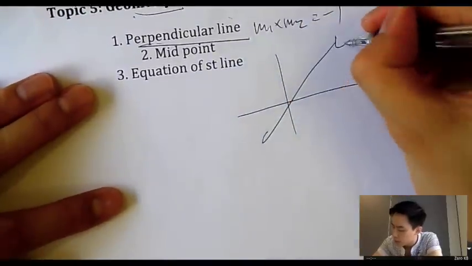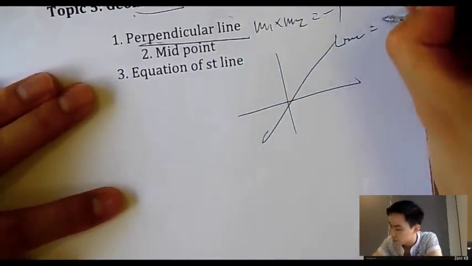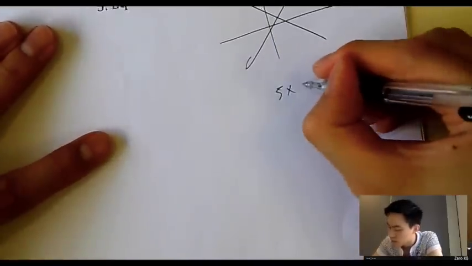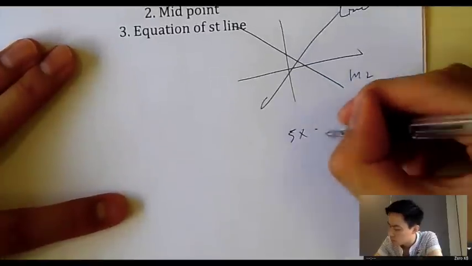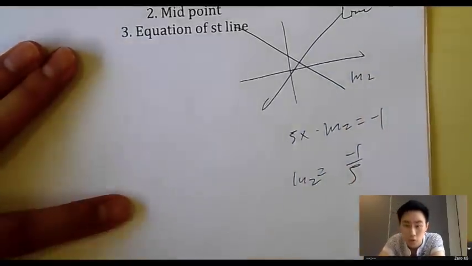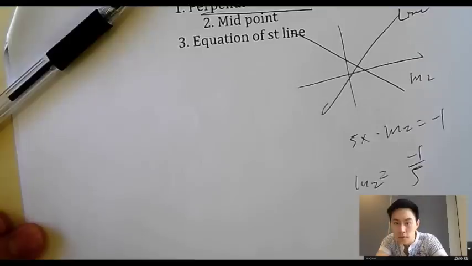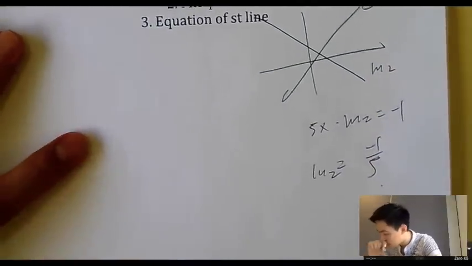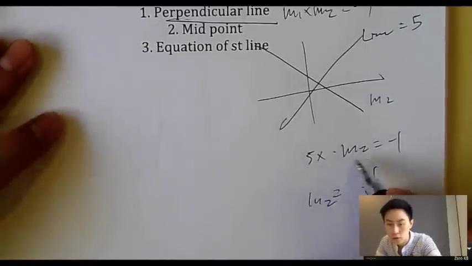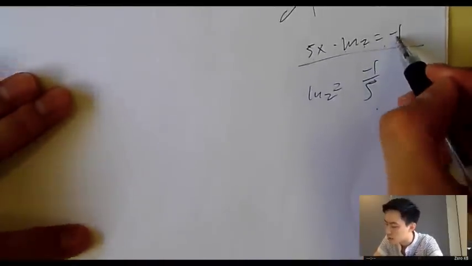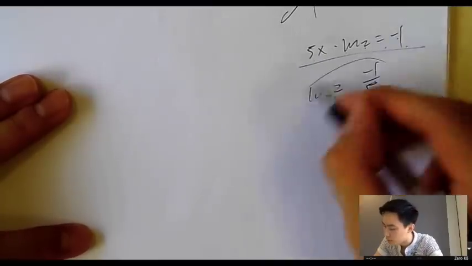So if I give you line 1, the slope of this is equal to 5, what would the slope of the perpendicular line be? It would be 5 times m2 equals -1. So m2 is equal to -1 over 5. Why is it? Just using this equation: 5 times something equals -1, then just divide by 5, -1 over 5, that's it.